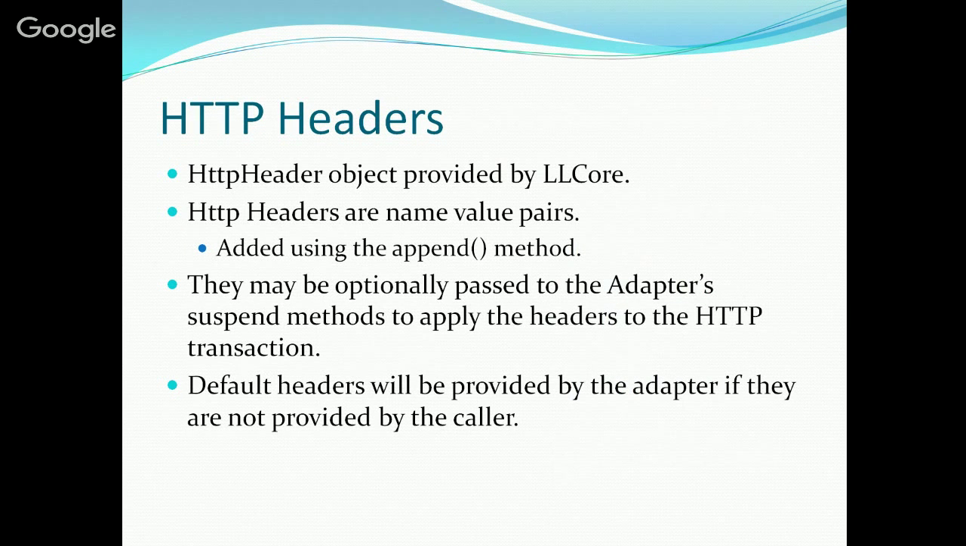HTTP headers, again provided by LL Core. So I'm not going to go into a lot of detail about them. They're simply named value pairs. You add new headers by appending: append name, value. These are optional. You do not have to create them, and you do not have to pass them in. If they're not specified, then the default headers will be applied to the call.